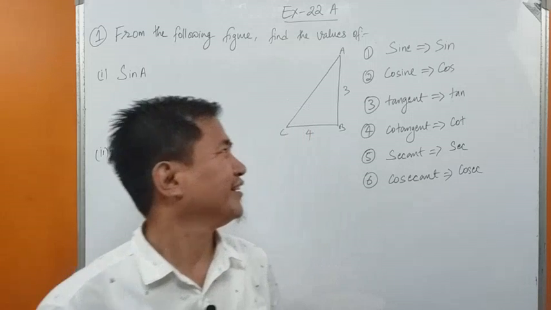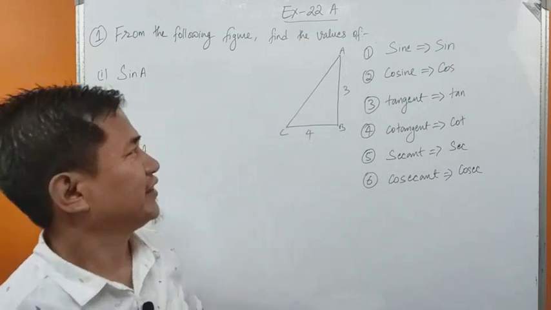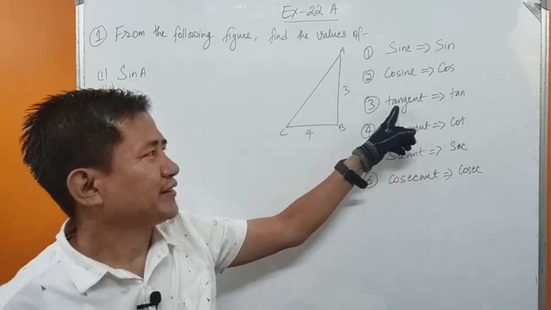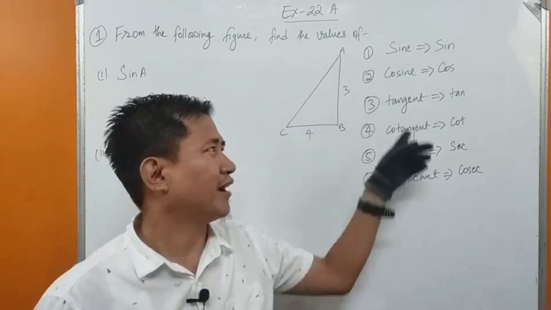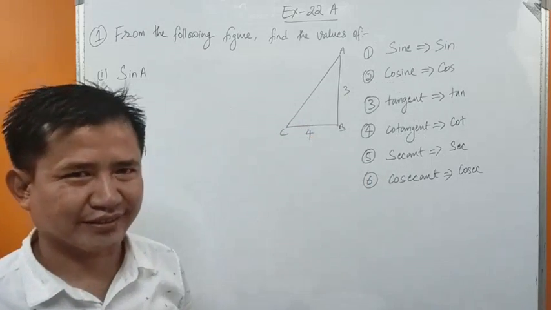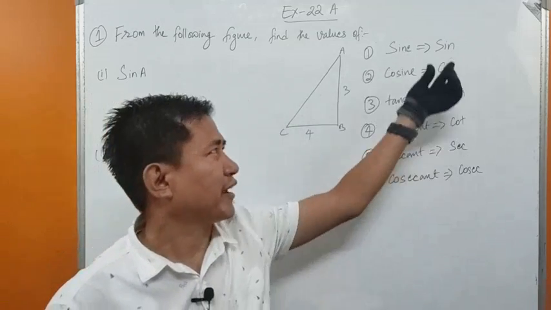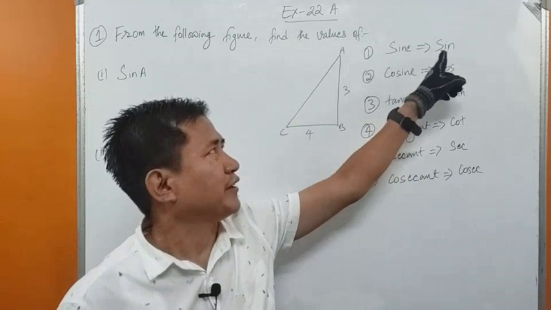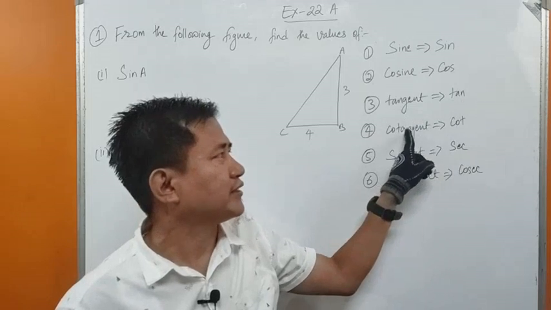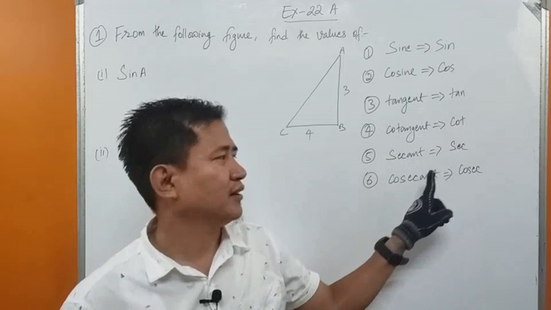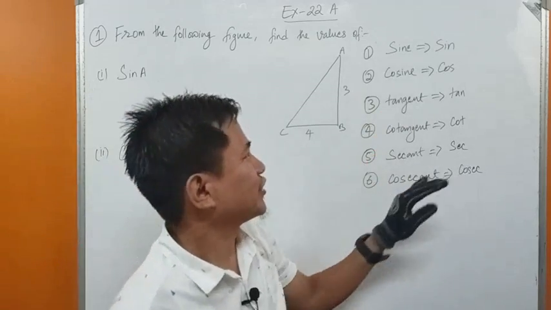So let's begin. So we have 6 trigonometrical identities, okay? Sine, cosine, tangent, cotangent, and secant and cosecant. These are called trigonometrical identities, but usually we don't write them in full form like this. We write in short form. Sine, cosine is cos, tangent is tan, cotangent is cot, secant is sec, and cosecant is cosec, okay? So this is how we write in the short form.